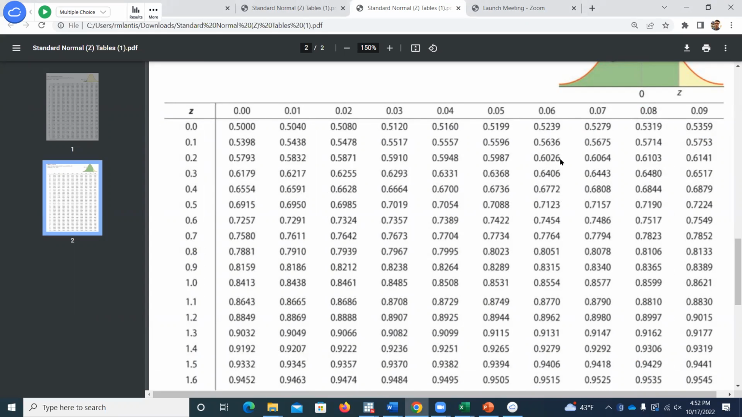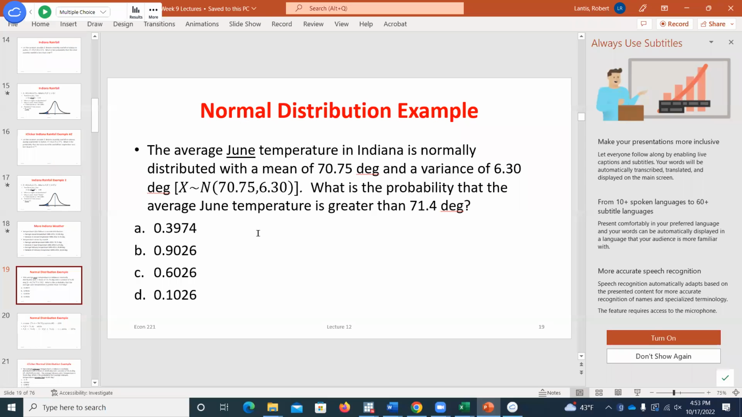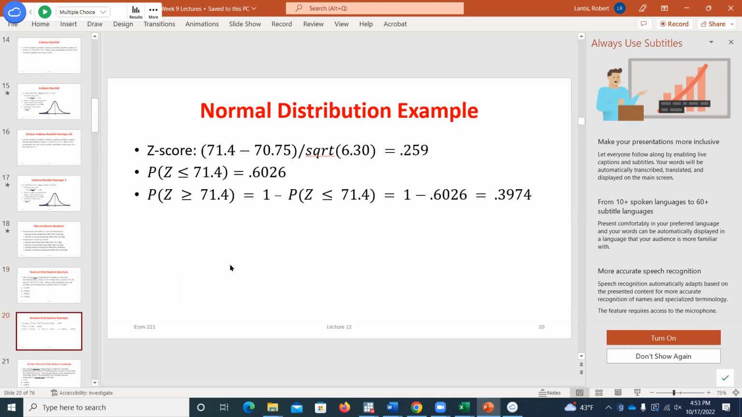0.26. All right. So 0.6026, but remember, if I start out and draw this, this area has to be less than 0.5. I don't just answer 0.6026, because I have to remember there's one more step: if I want the area to the right, I still need to subtract that from 1, right? And once I subtract that from 1, I get 0.3974. Okay.